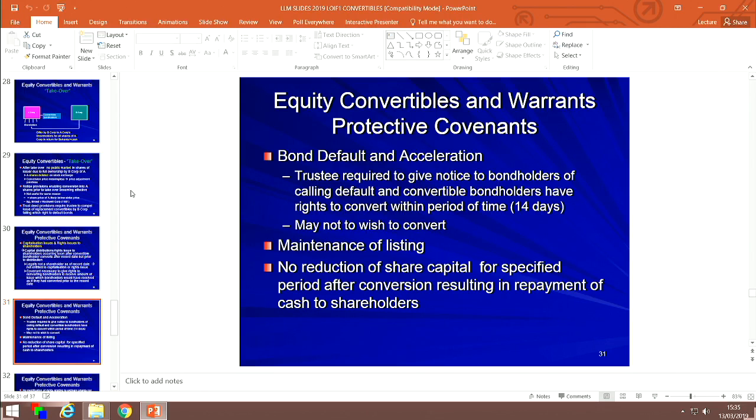And once again, it may be that the objective is, theoretically anyway, to convert the convertible bond into the underlying shares. As to whether a convertible bondholder will want to convert into the underlying shares of an issuer which is about to be put in default is a good question. But yes, it's there to give the convertible bondholders that option. The next protective clause.